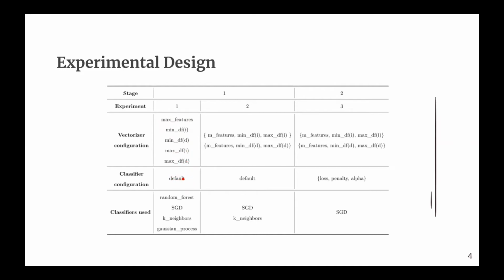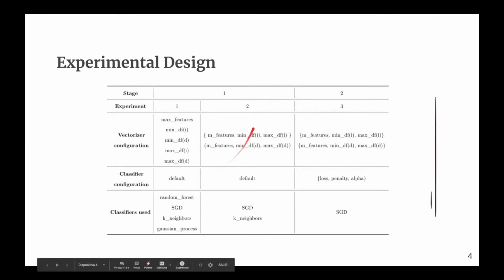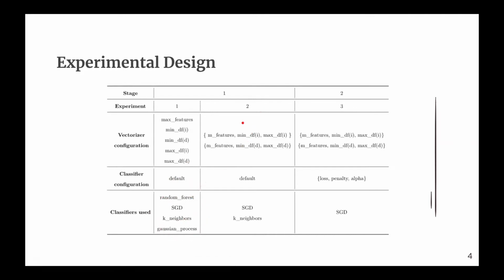For the classifiers, as I told you before, the focus here is not the classifier, so we left it at the default, and we tried it out with the 4 different classifiers. Later on, for experiment 2, we now wanted to see how the parameters interacted with each other, and so we created different combinations, but this time always respecting data types, meaning that we would only combine min_df of integers with max_df of integers, and we would do the same with decimals. This time, because we had many combinations to take into account, we only tried the top 2 classifiers that had the best performances in the previous stage.